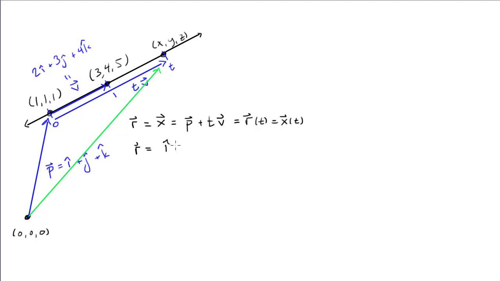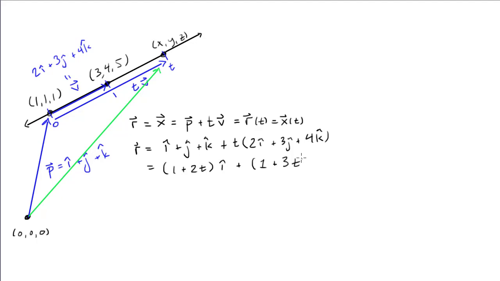Writing down what the vectors are, there's my position vector, scaling my slope vector. Collect together my i components, collect together my j's, and my k's. There's r of t. This is my vector description.